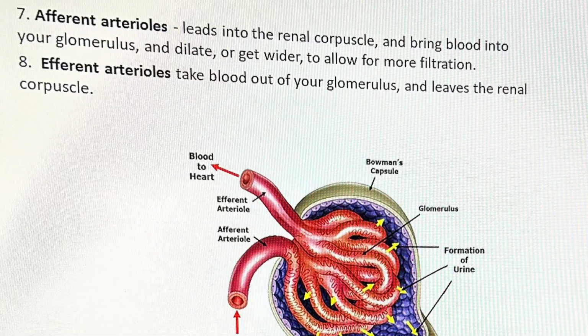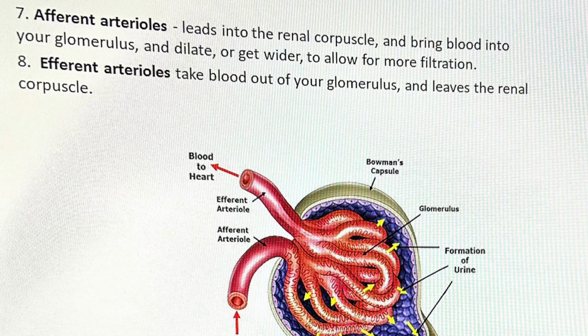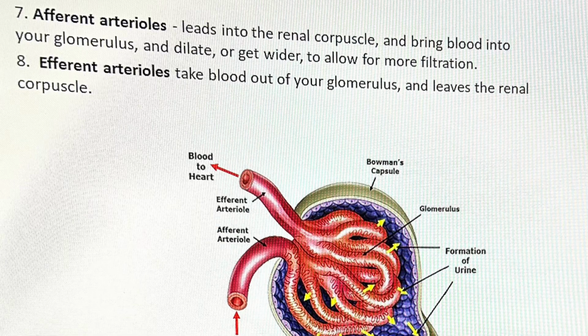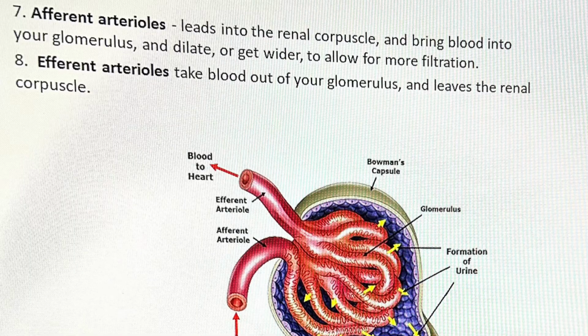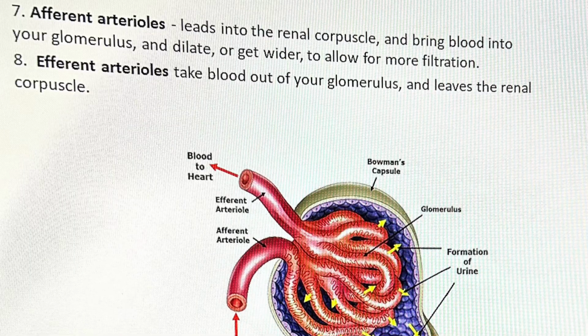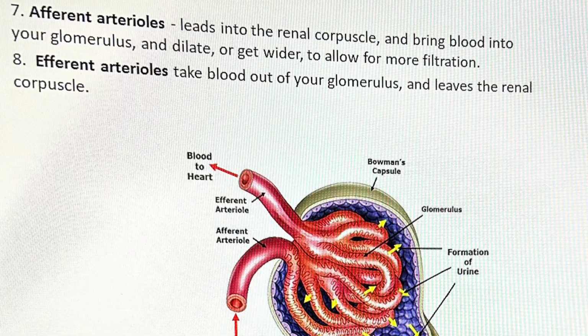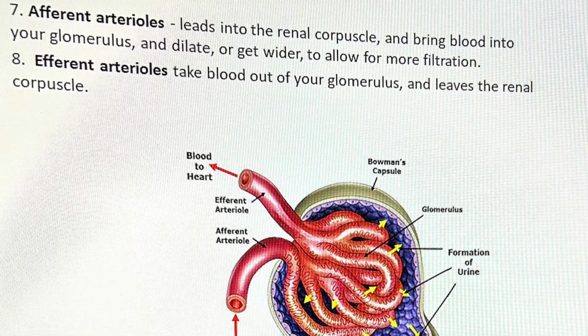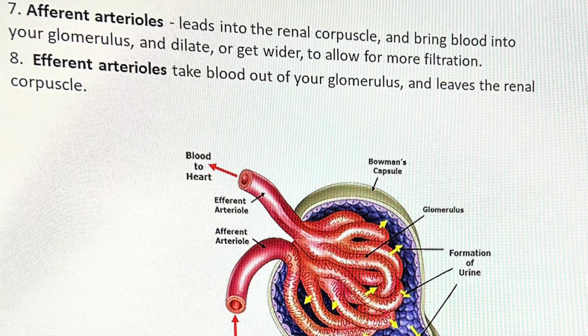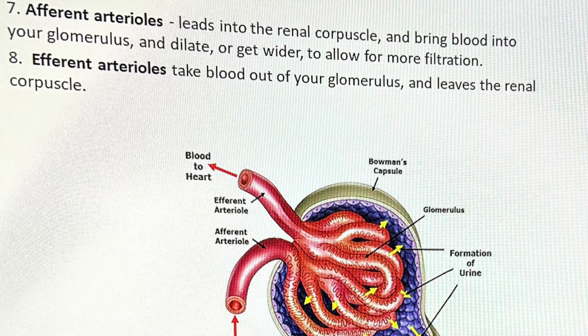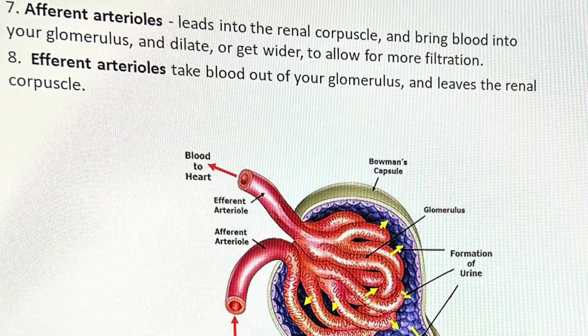So as mentioned, you have your afferent arterioles, and these lead into the renal corpuscles and bring blood into your glomerulus, and dilate or get wider to allow for more filtration. And then you have your efferent arterioles, which take blood out of your glomerulus and leave the renal corpuscles.